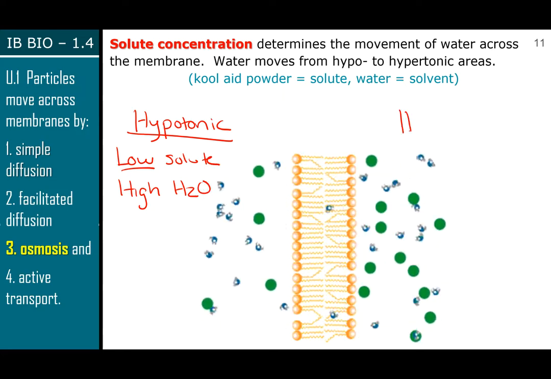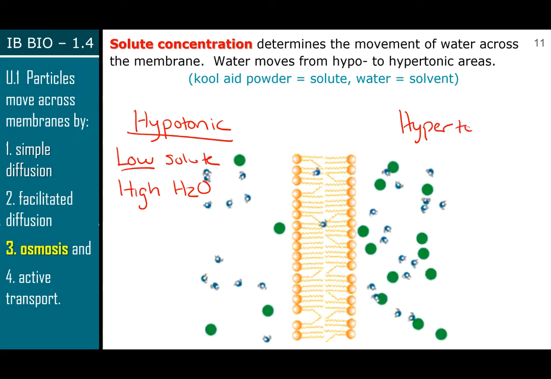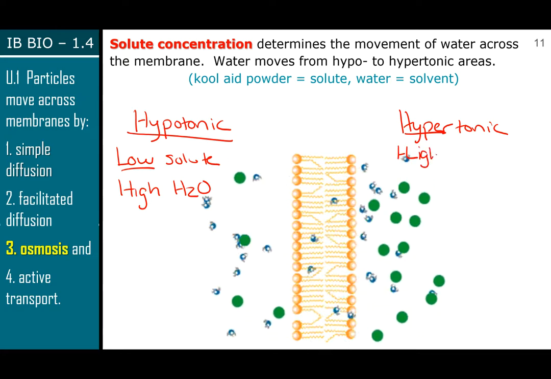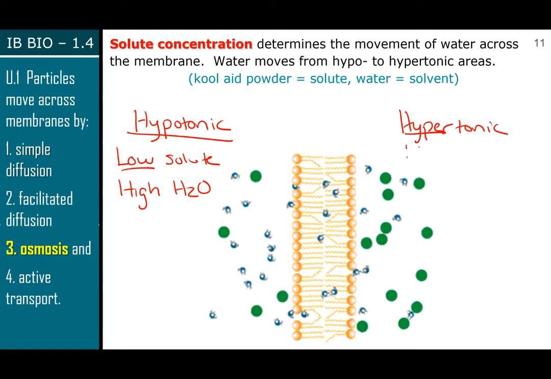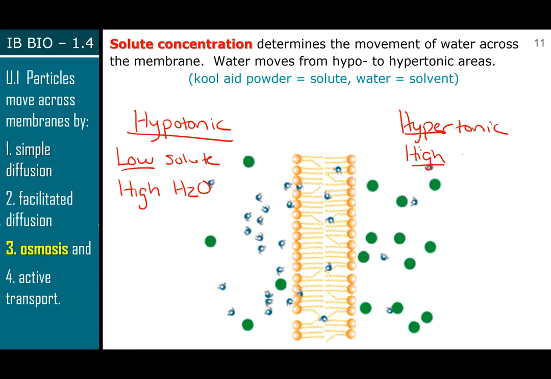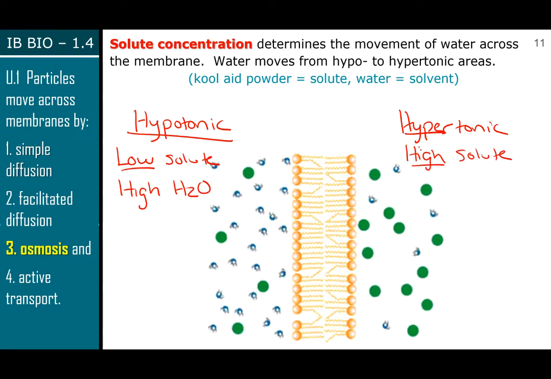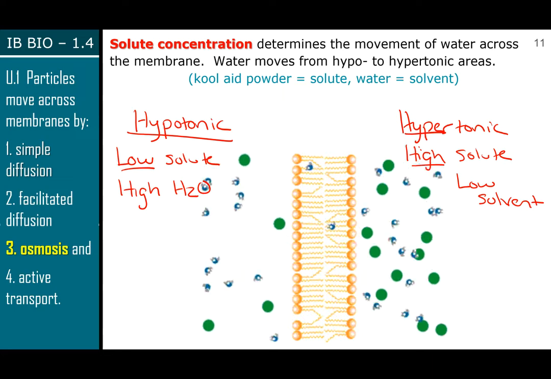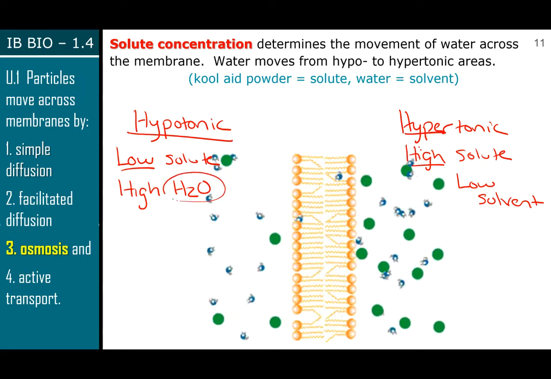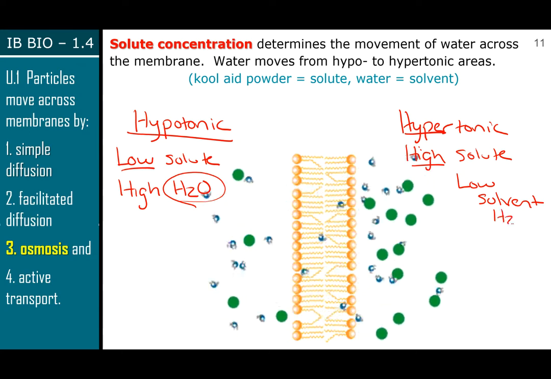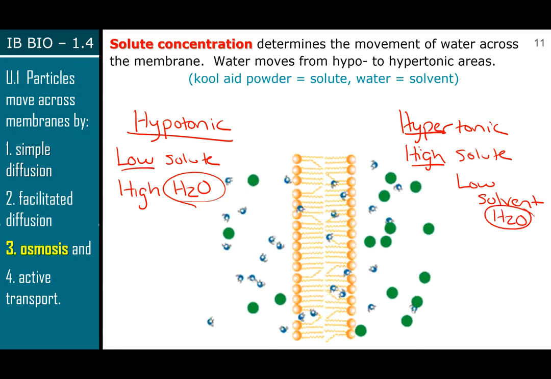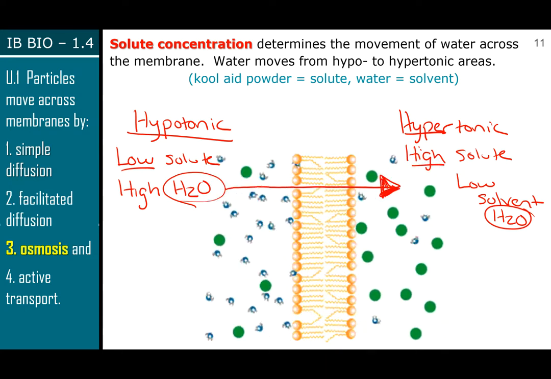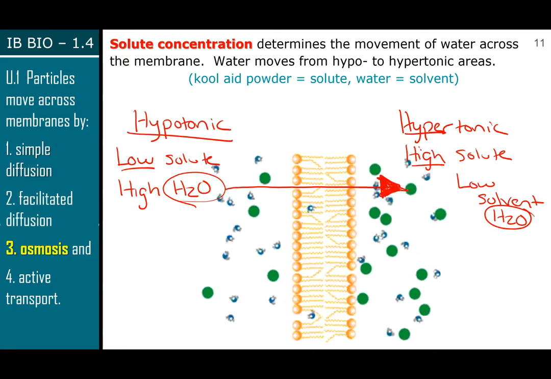That means this side is hypertonic, right? Hyper means high. I can spell high. Let me try that again. High solute, which is the green, and low solvent. There's less water molecules on this side, which means water, remember, water is the thing that's moving. Water always goes to where it isn't. So water is going to go this way. If you're talking about osmosis, the thing that moves is water.